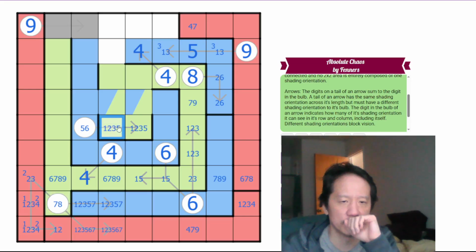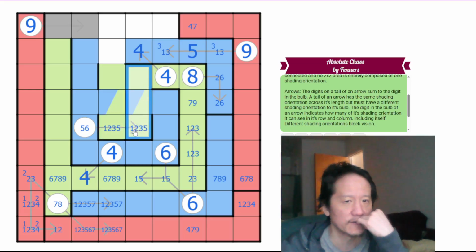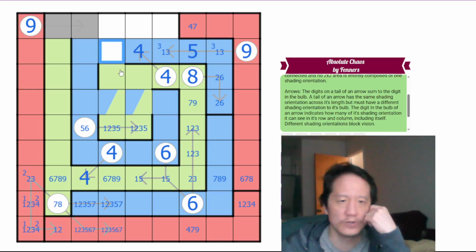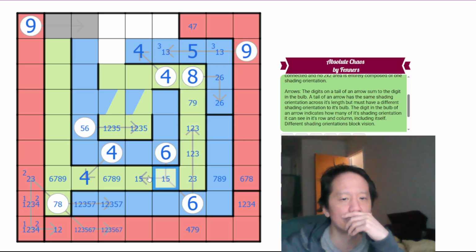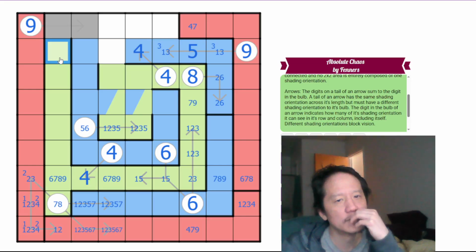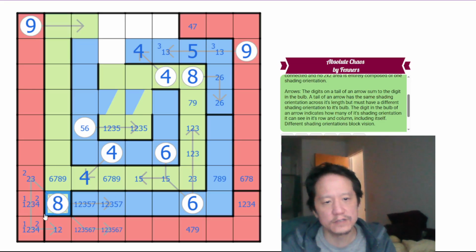Okay, so this is at most 1, 2, 3, 4. One of these has to be green. The other one has to be blue because this has to connect somehow. This could be green. So it could be 1 through 22. So this is 22, 23 at most, so this must be green, which means this is an 8.